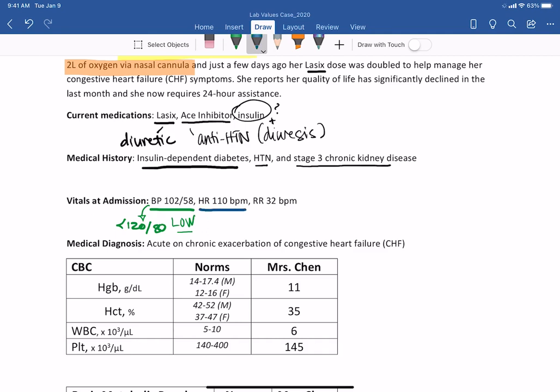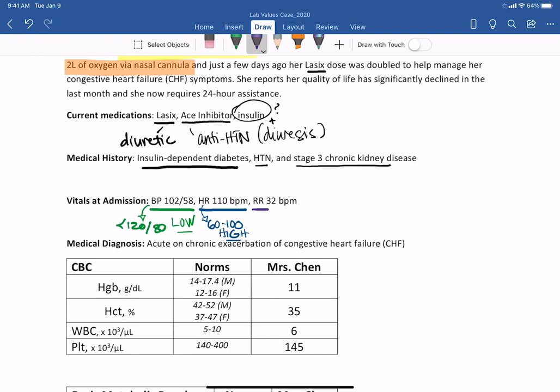Her heart rate is 110. Okay, normal heart rate. Do you guys all have this sort of internalized? Normal heart rate is 60 to 100 beats per minute. So she is sitting at rest at 110. So she has a high heart rate.